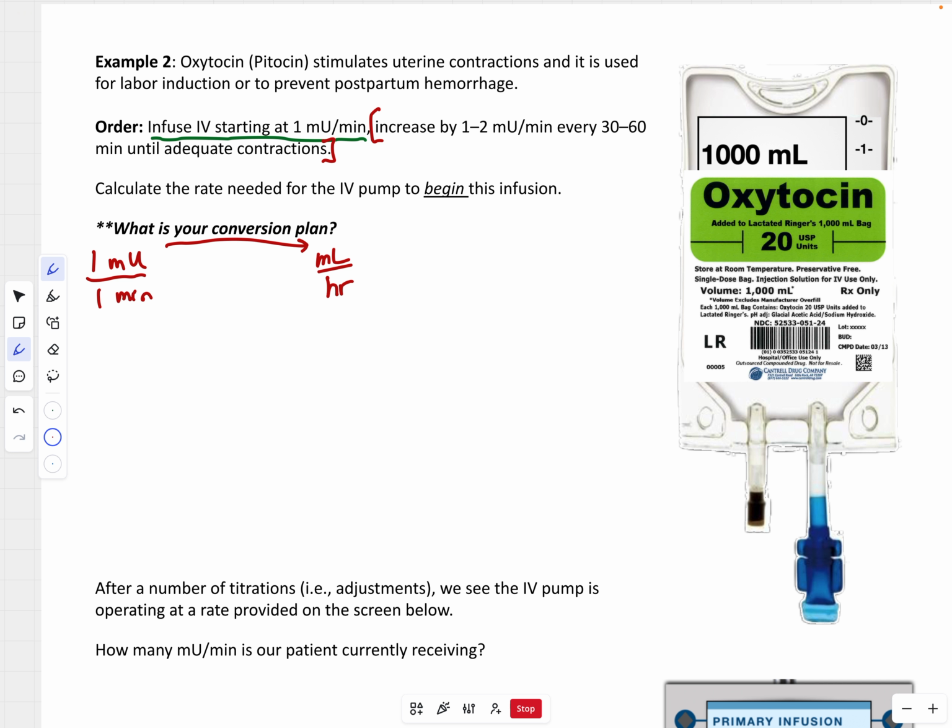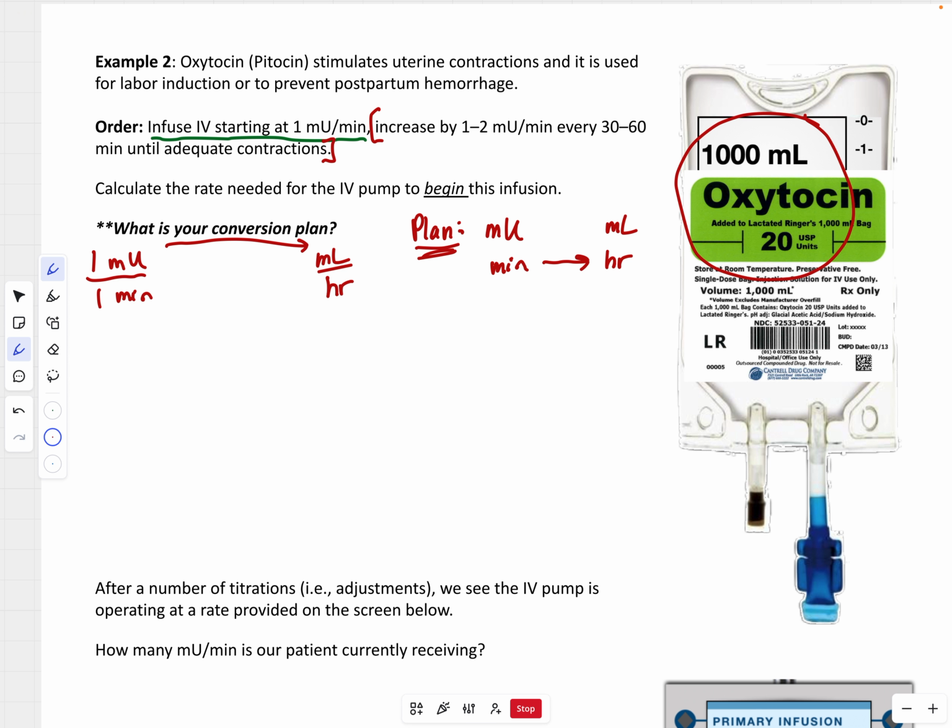If you want to pause the video here, I'm going to make my plan, which is going to be crucial in these problems. Milliunits need to be turned into mLs, minutes need to be turned into hours. That's a direct conversion. We need to use the bag in our conversion factor. So if you want to pause the video here and think through your plan, try the problem, please do.